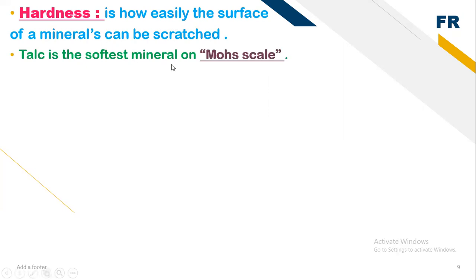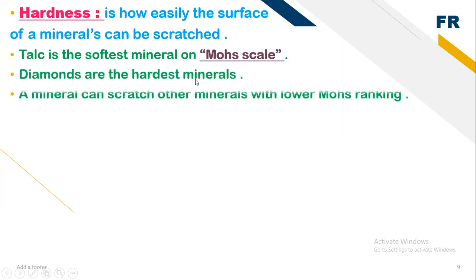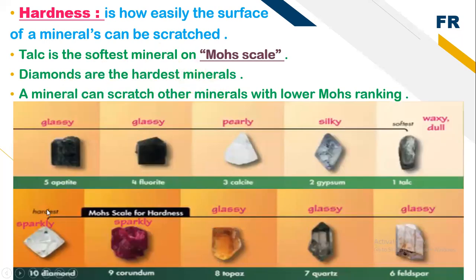Talc is the softest mineral on the Mohs scale. A scientist named Mohs made something called the Mohs scale for hardness. He arranged some minerals and gave them a rank from 1 to 10. Number 1 is the softest mineral, and number 10 is the hardest one. A mineral can scratch any other mineral that has a lower ranking.